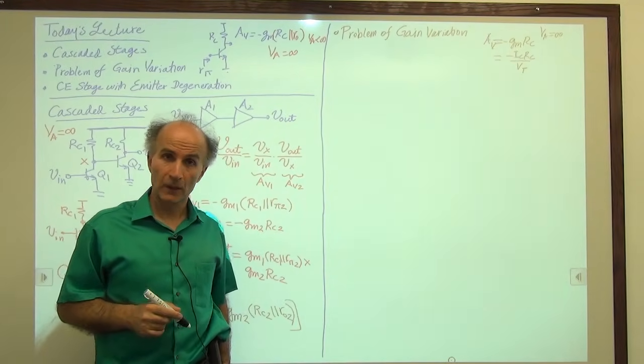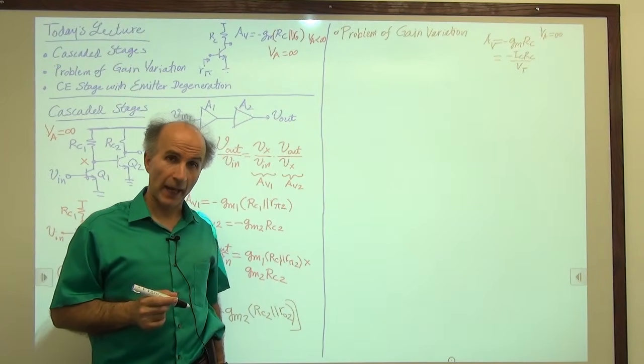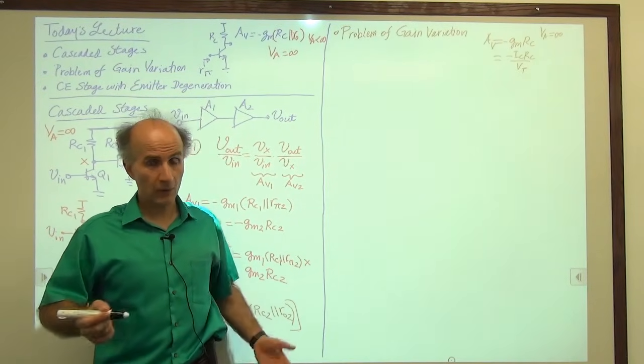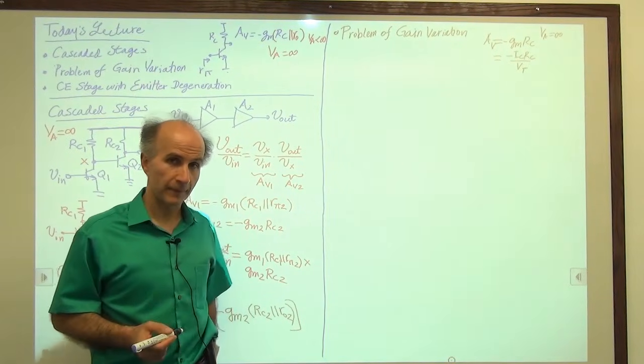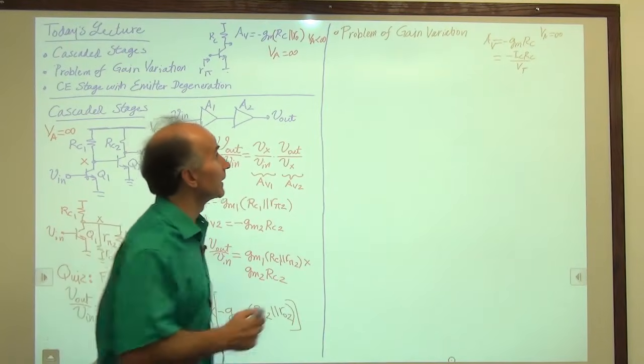Well, no. So this is what we call the problem of gain variation. And if the gain varies too much for a given application, then the circuit is useless. The people will not be able to incorporate it in their systems. So let's explore and see why the gain varies.